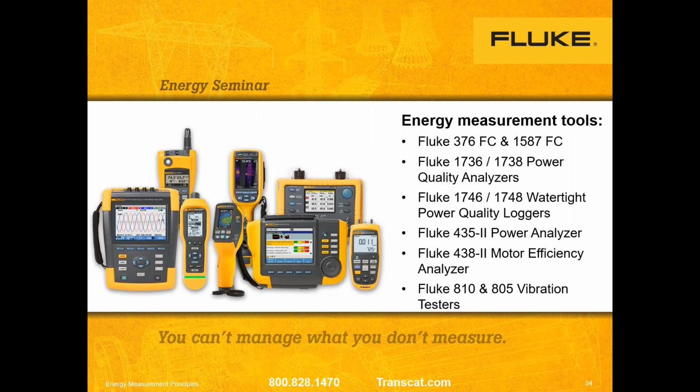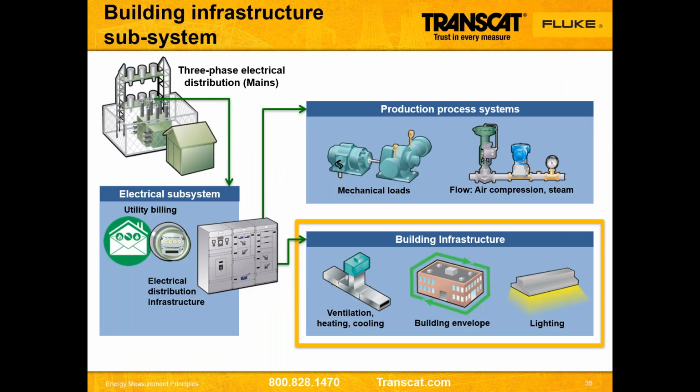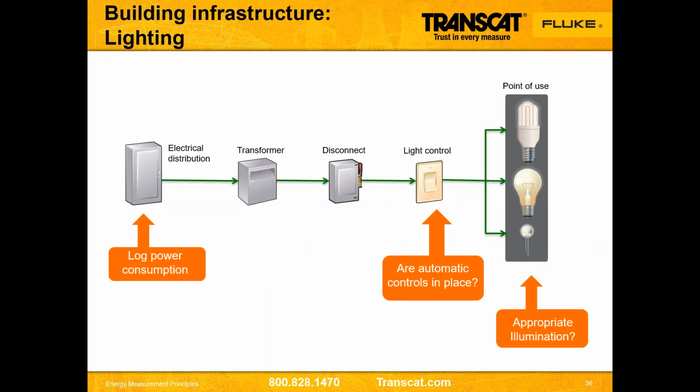Now we're going to talk a little bit more about the mechanical piece and the process piece. So as we move from electrical distribution and go over to the building infrastructure side, looking at the HVAC system, looking at building envelope, looking at lighting, and we start to get a sense of, okay, how can we go look at these? So the first part of this would be, again, I'm going to still use a power analyzer. I'm going to look at log power consumption on something like a lighting circuit.